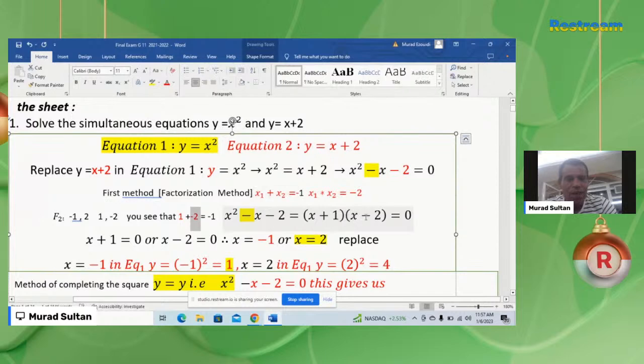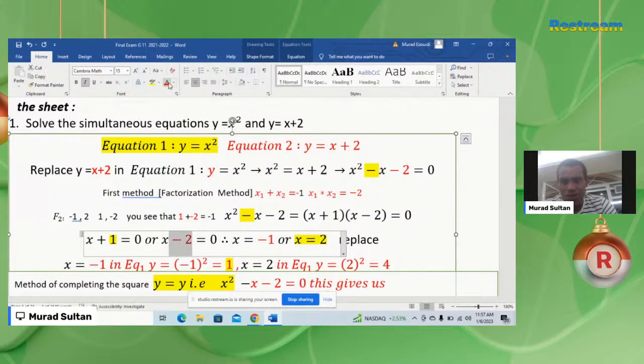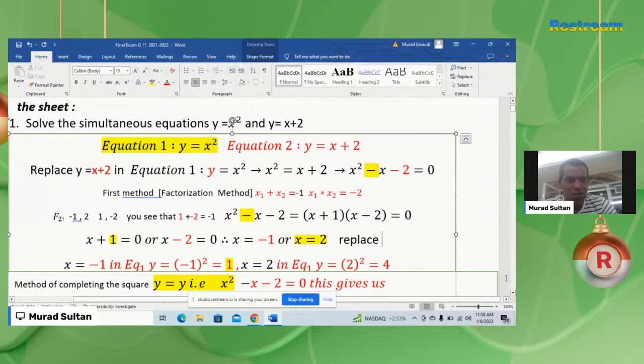So x plus 1 times x minus 2 equals 0, meaning that x plus 1 equals 0 or x minus 2 equals 0. Therefore, x is minus 1, because we transfer the 1 to the right hand side, so it will be 0 minus 1, which gives minus 1. And the minus 2 is transferred to the right hand side. It will be positive 2 plus 0, which gives 2. Therefore, this is my solution.